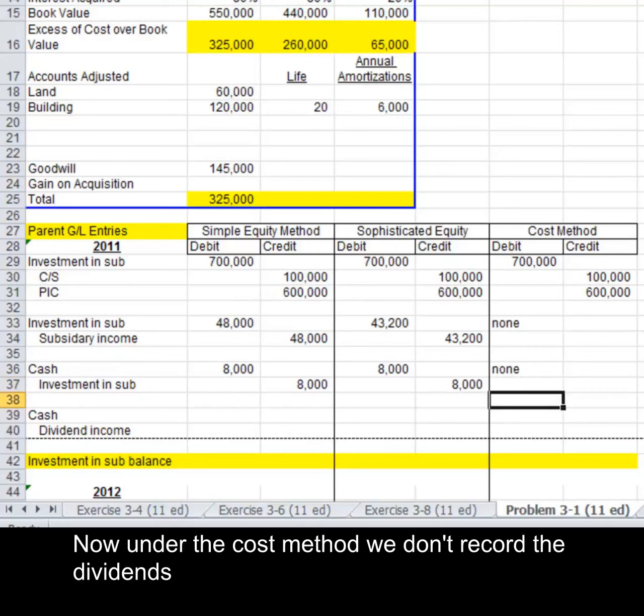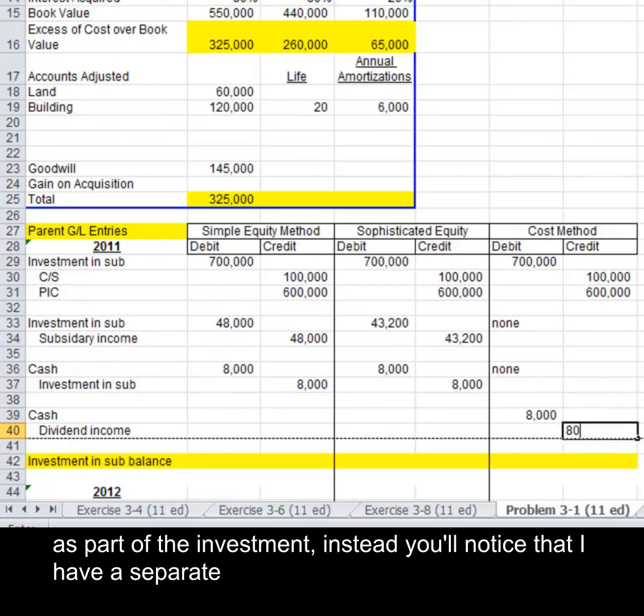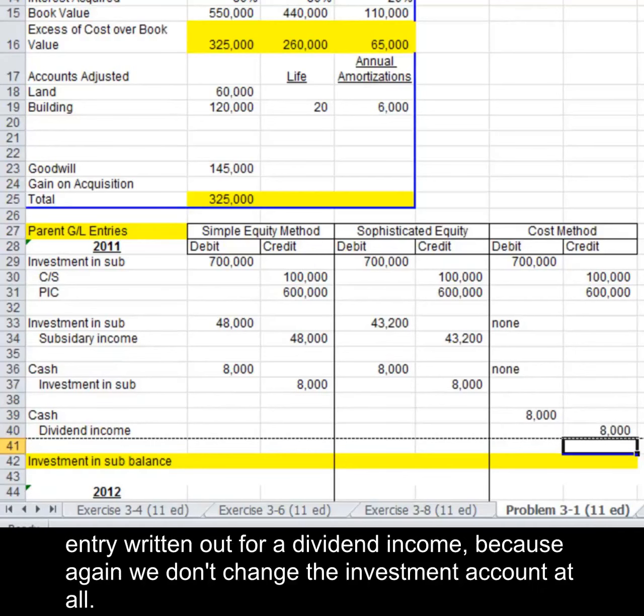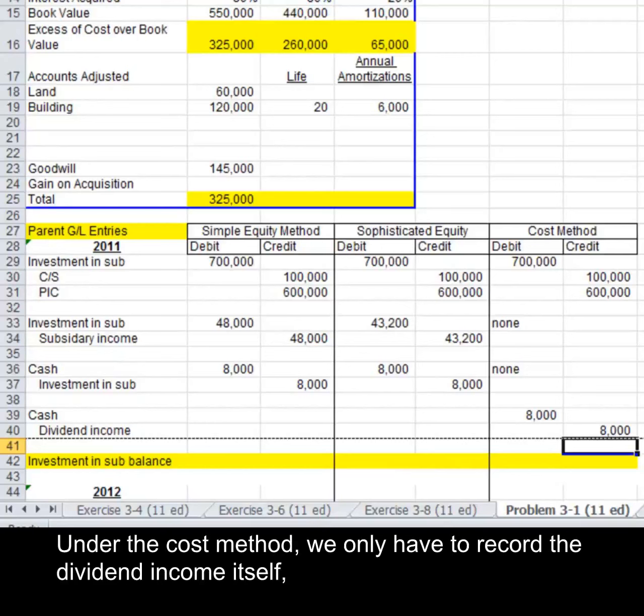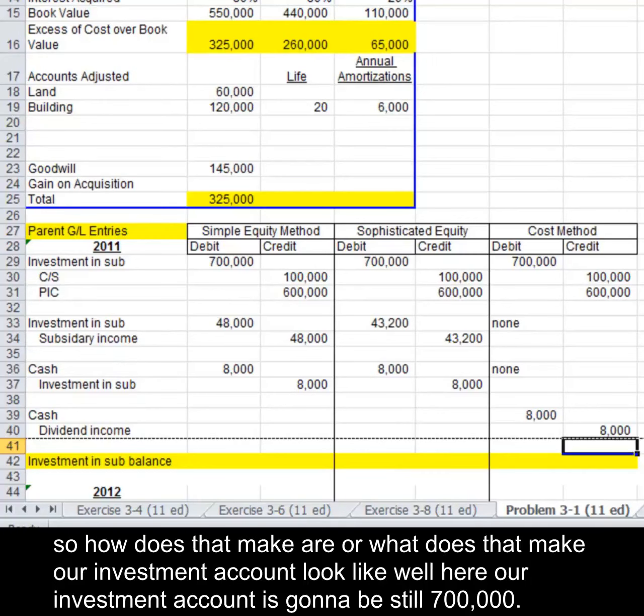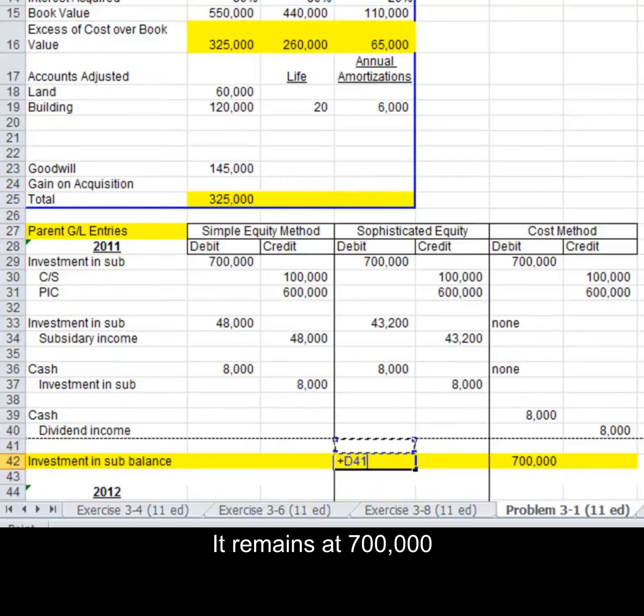Now under the cost method, we don't record the dividends as part of the investment. Instead, you'll notice that I have a separate entry written out for dividend income, because again, we don't change the investment account at all under the cost method. We only have to record the dividend income itself. So what does that make our investment account look like? Well, here our investment account is going to be still at $700,000. It remains at $700,000 until actual shares are bought or sold.